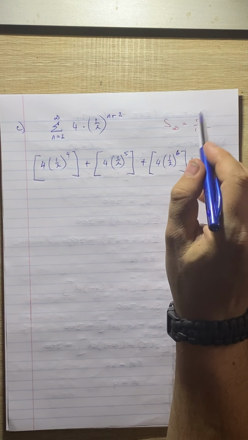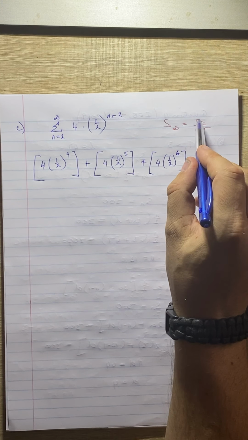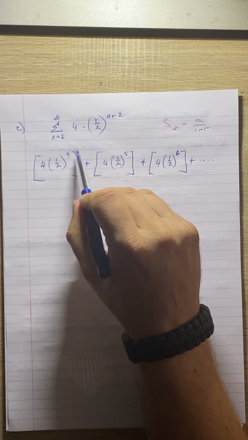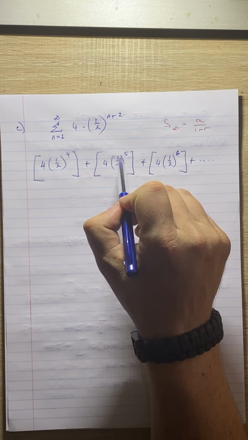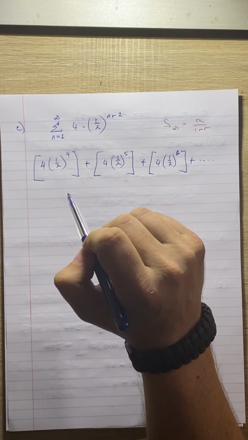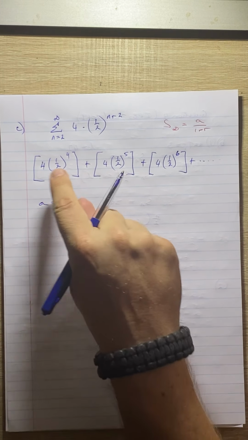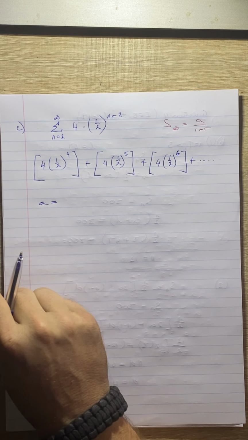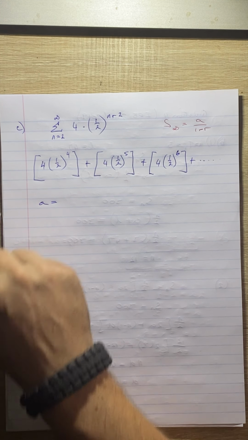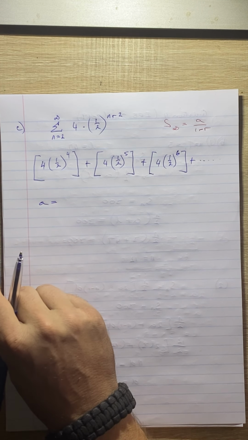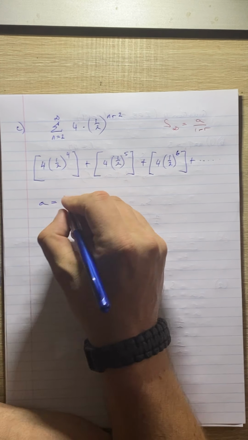Now, in order to use this formula here, we need our a and we need our r. Our a is our first term, and then our r would be T2 divided by T1. So I can quickly work out what our a is. We get 4 times a half to the power of 4, and we get a quarter.